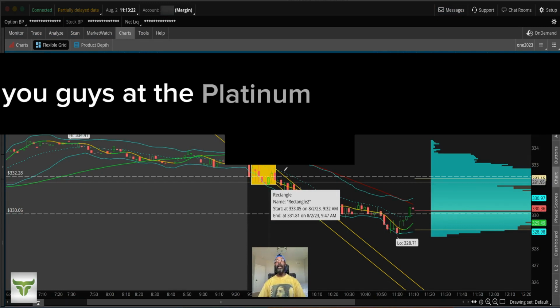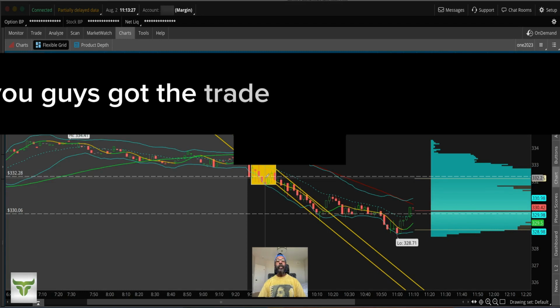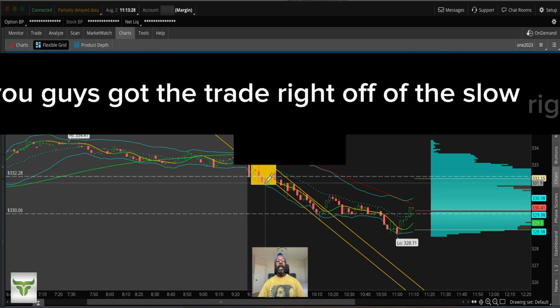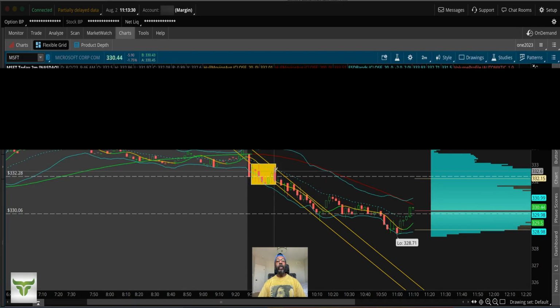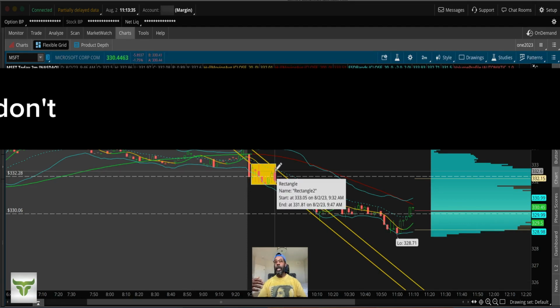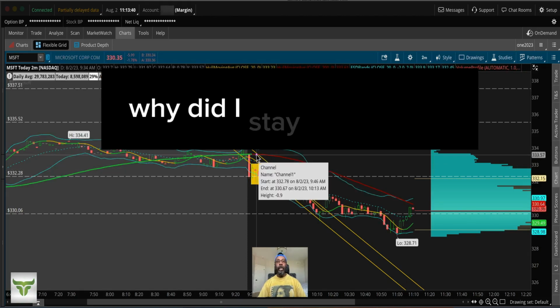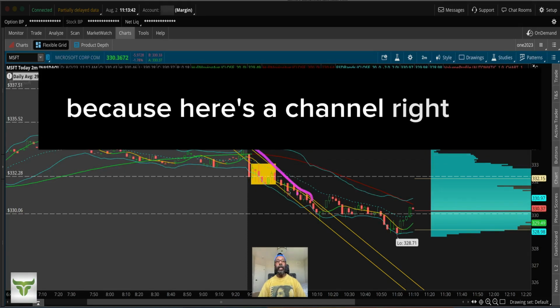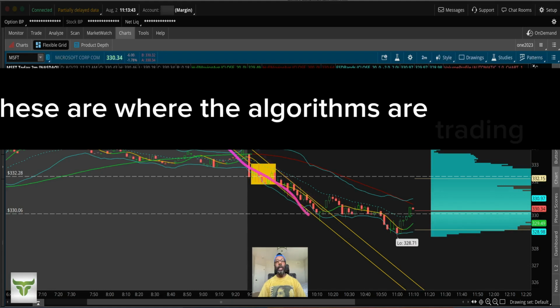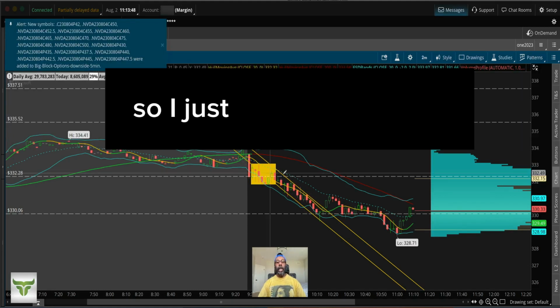So you guys in the Platinum X Power Option Trader group, you got the trade, right? Off of this low right here, we bounced, and we were negative for a little bit. I don't care because I understand what's going on. I stayed in the trade. Why did I stay in the trade? Because here's a channel right here. These are where the algorithms are trading, right? Right in that channel, you can clearly see it. So I just stay in that trade.